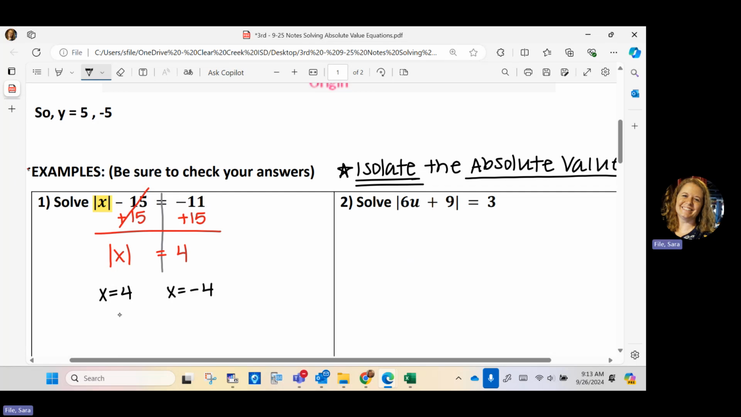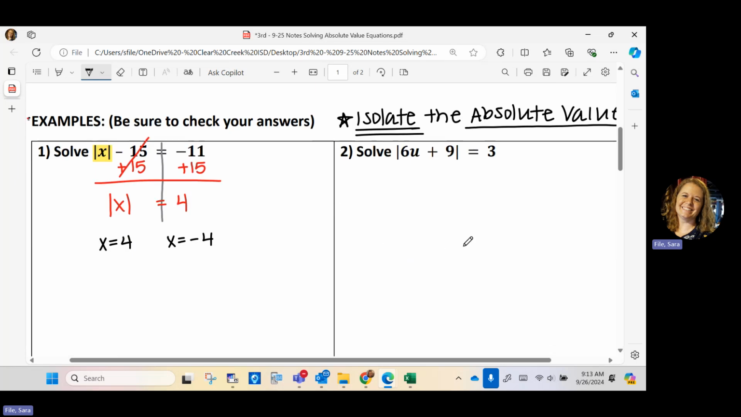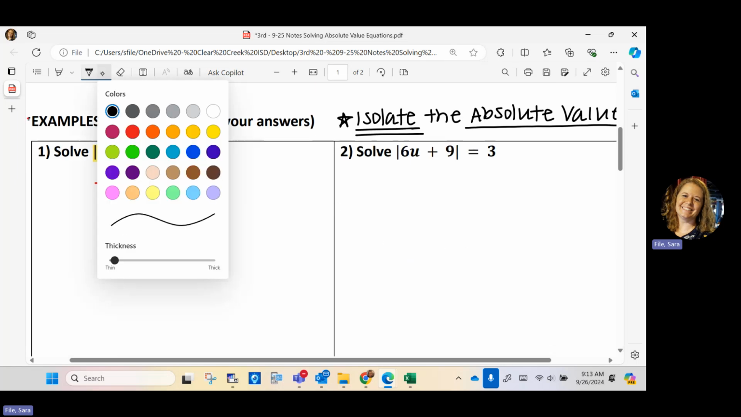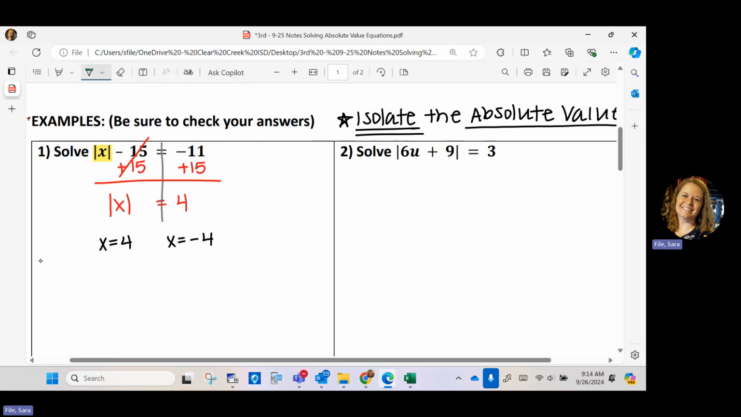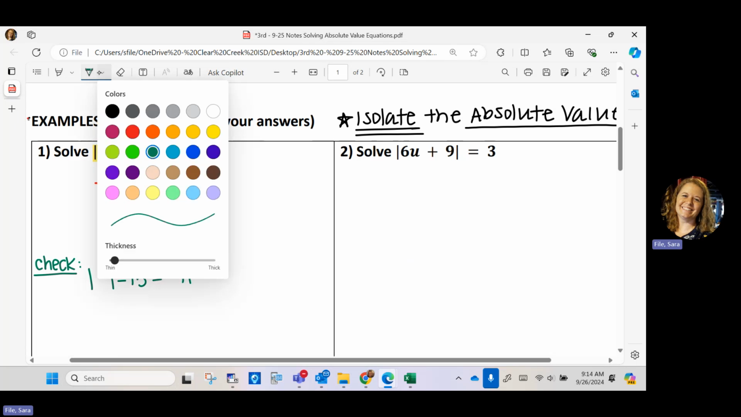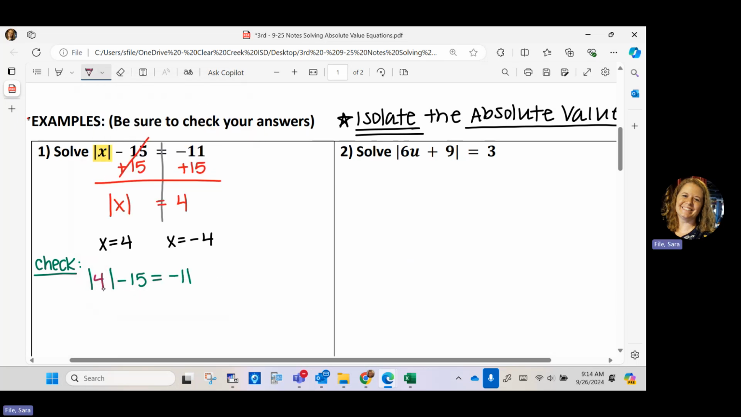Now, when you get your solutions, just like with any other type of function, you can always check your answers. Okay, so on the majority of these, I'm going to show you checking your answers. Check the solutions that we think we got. So we write the original equation, and we think that 4 should work. So I'm going to input that 4 and I'm going to check. I'm going to evaluate this. So the absolute value of 4 is 4.